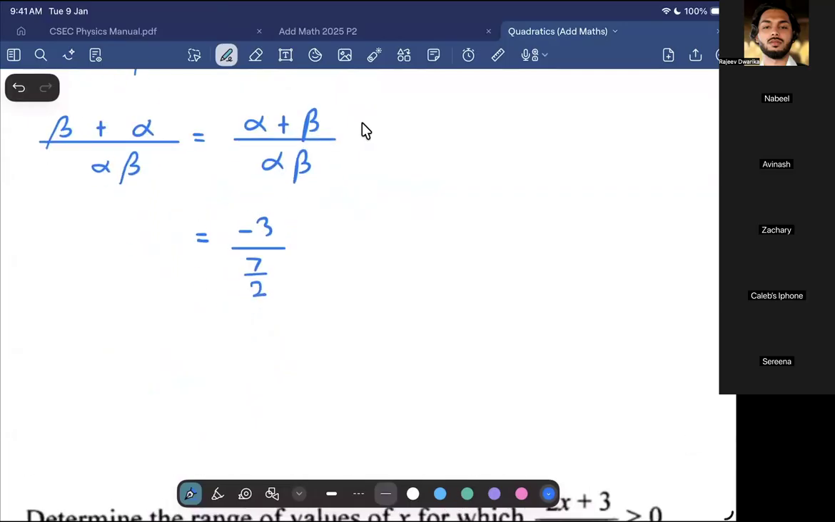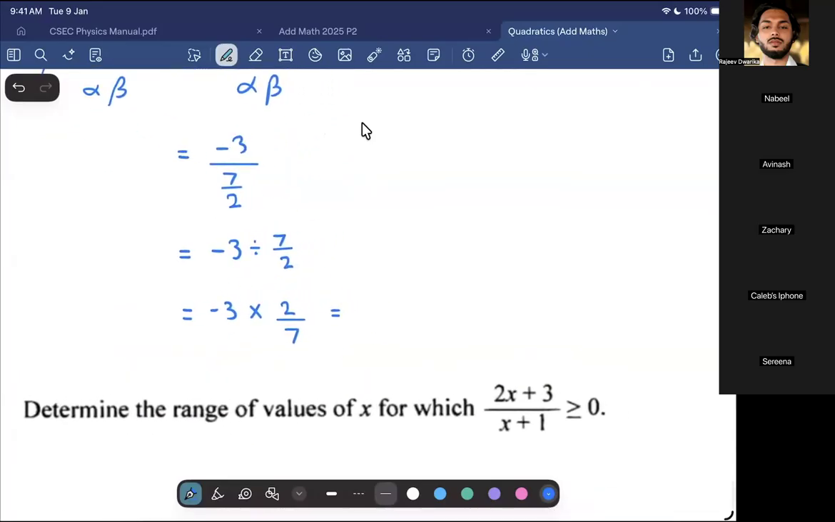So now we have minus 3 all over 7 over 2. So we have minus 3 divided by this fraction, minus 3 divided by 7 over 2. So how would I turn that to multiplication? I would write minus 3 by what? 2 over 7. And the final answer is what? What's minus 3 by 2? Minus 6. Right? So minus 6 all over 7. That's it.